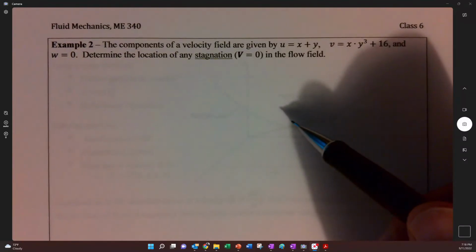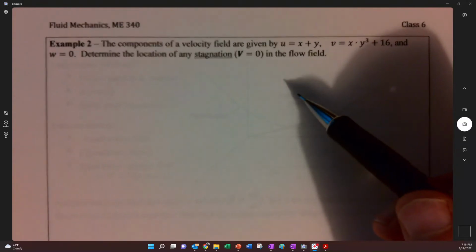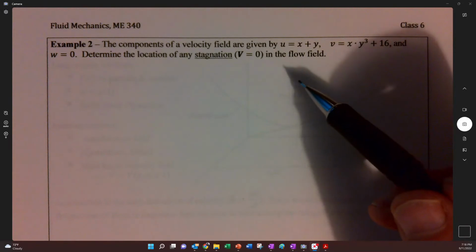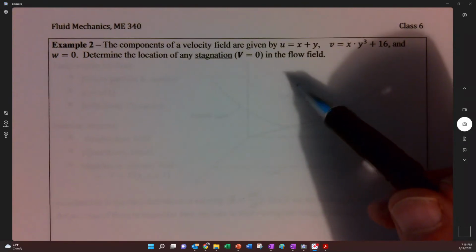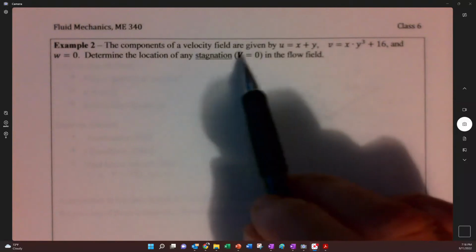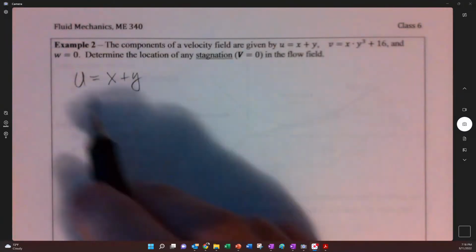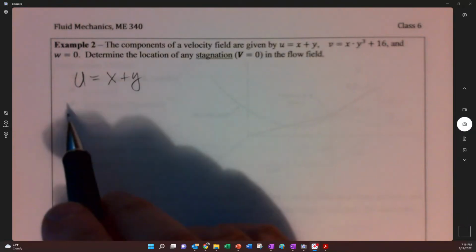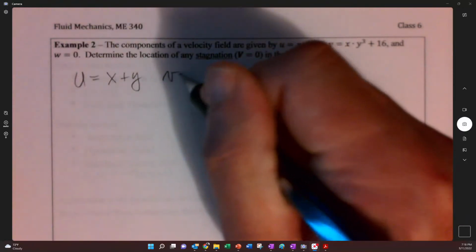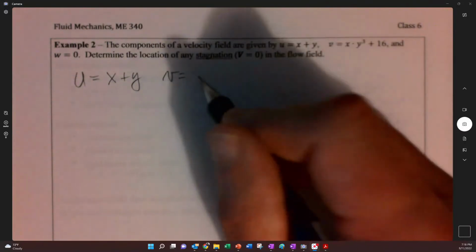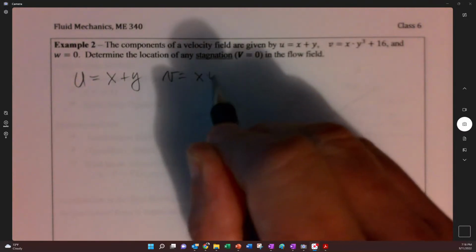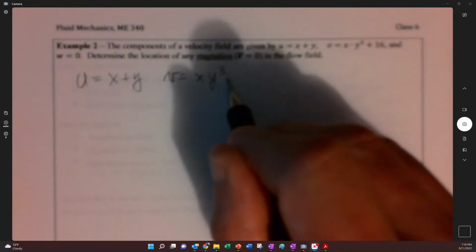This is video 3, and we're going to do another example using a velocity field and maybe some MATLAB to try to describe some fluid kinematics. The components of a velocity field are given by u, the x component of velocity, which is x plus y, and v, the y component of velocity, which is x times y cubed plus 16.